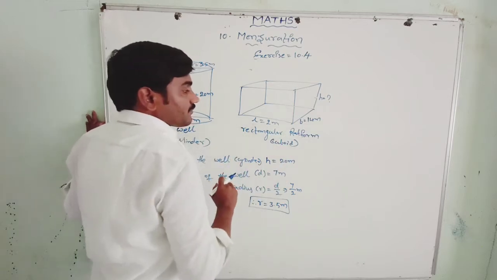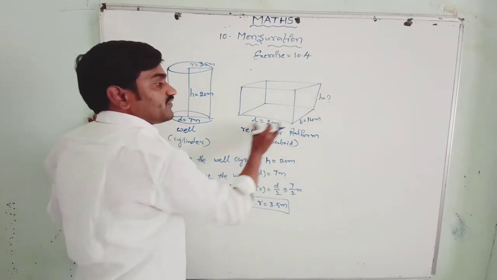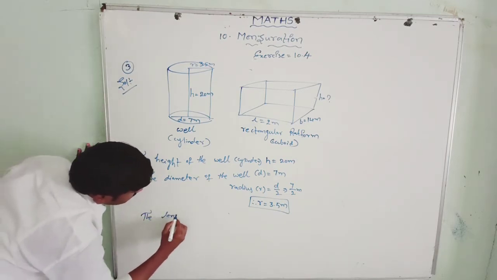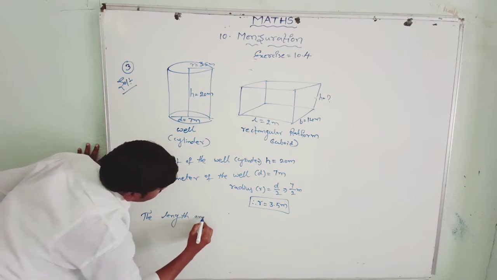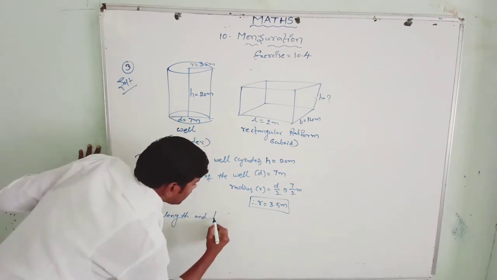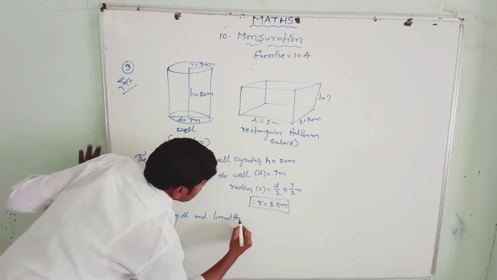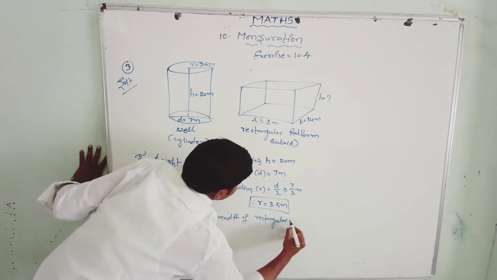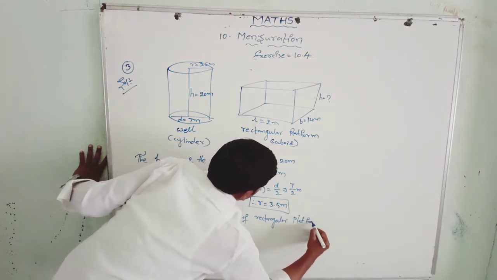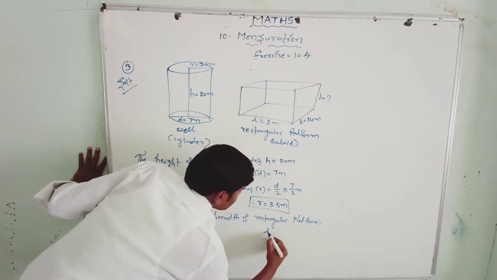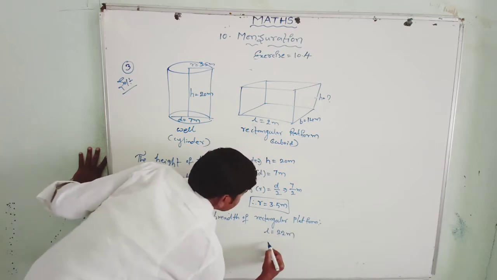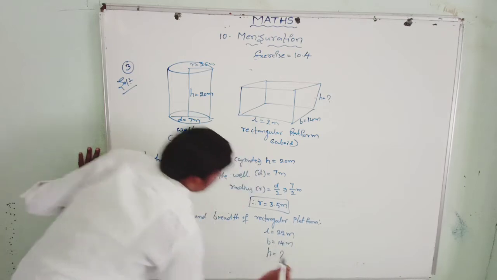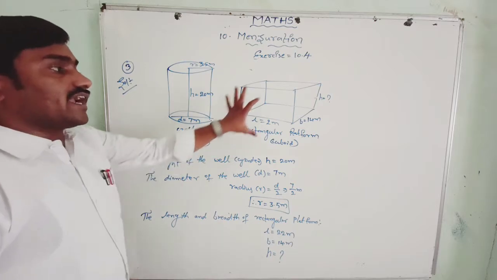Here it is a rectangle. So the length and breadth of the rectangular platform, where L equal to 22 meters, B equal to 14 meters, then we have to find out the height of the rectangular platform.